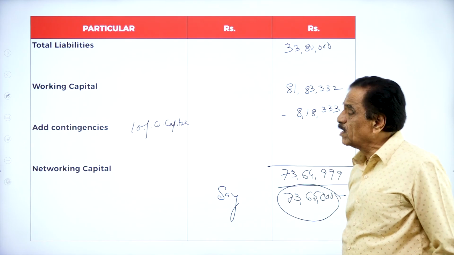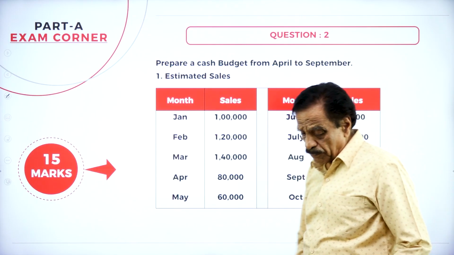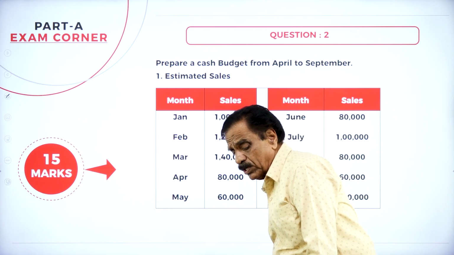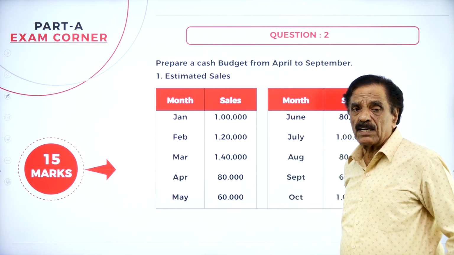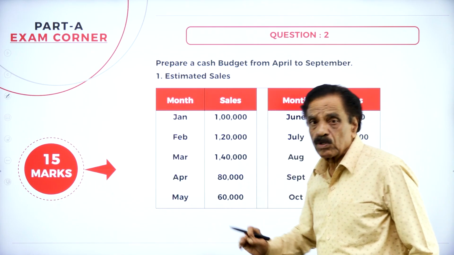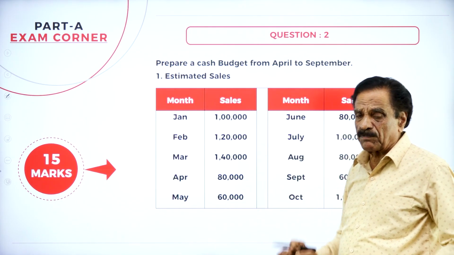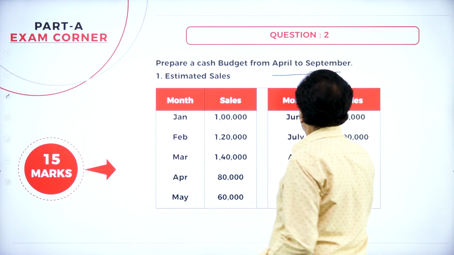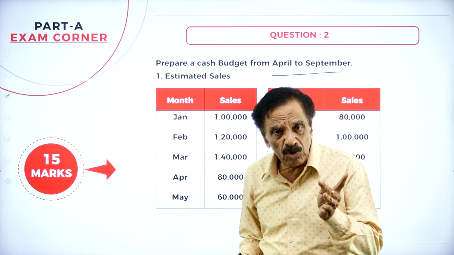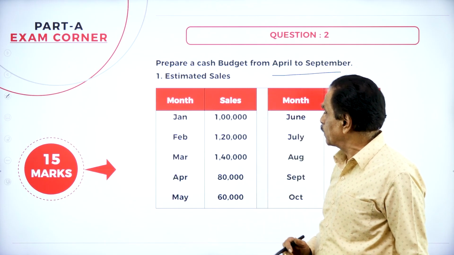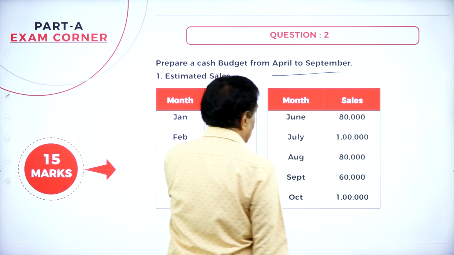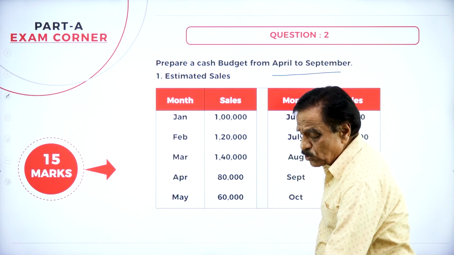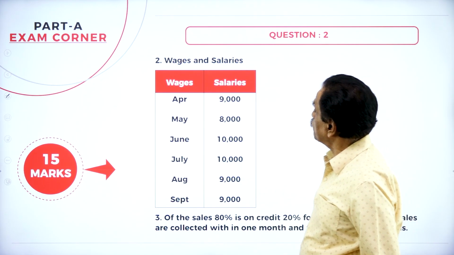First unit goes. Then we'll move on to cash budget, which is very important. Very good question. This question has been taken from the CA paper also. It is from the question paper of a different paper. You are asked to prepare the budget for April to September: April, May, June, July, August, September. So sales is given. January, February, March is given. Then slowly we can go.